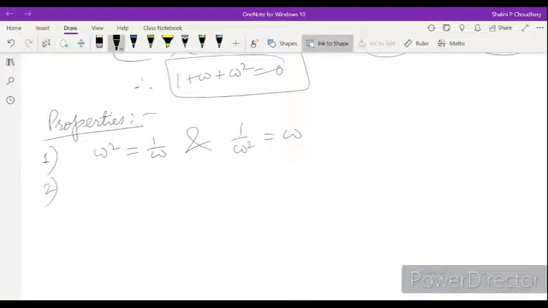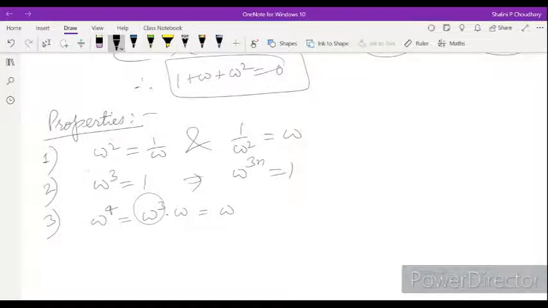Now the next property is omega cube is equal to 1. Okay, so it means omega to the power 3n will also be equal to 1. Now next, omega to the power 4 will be equal to omega to the power 3 into omega, and that will be equal to omega because the value of omega cube is equal to 1. And when we multiply 1 into omega, we'll get omega. So omega to the power 3n plus 1 will be omega.